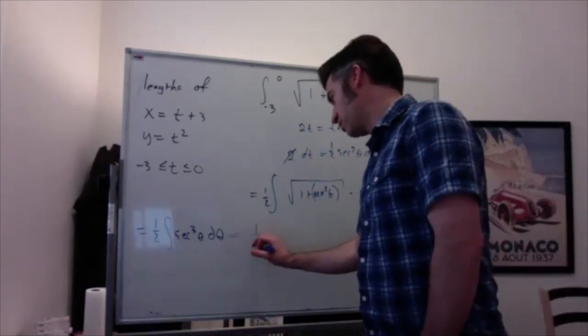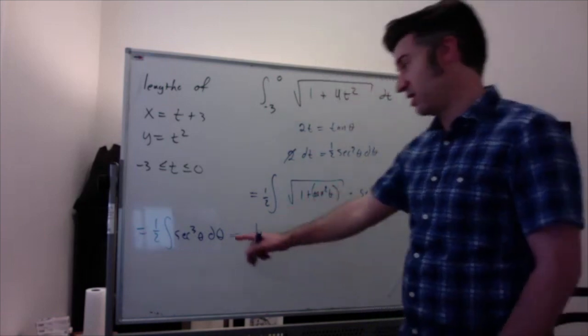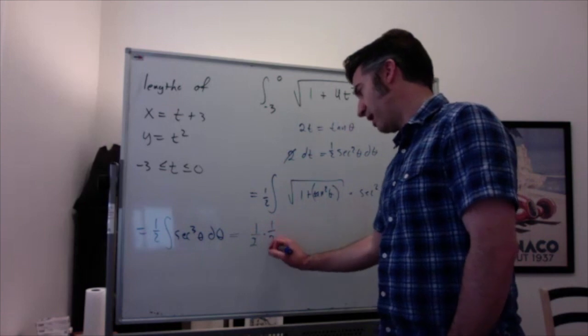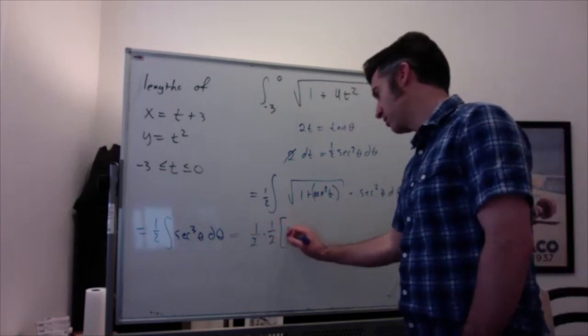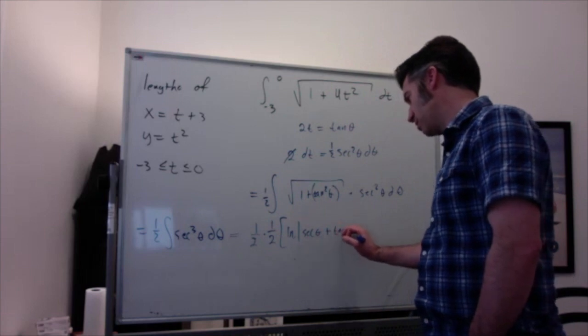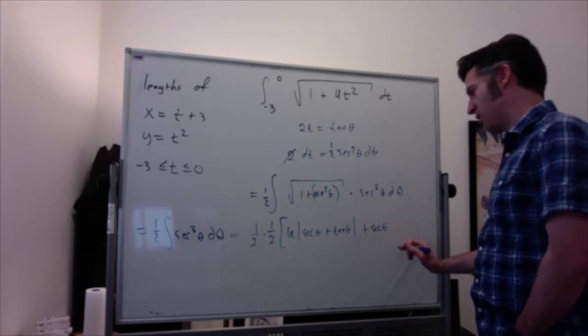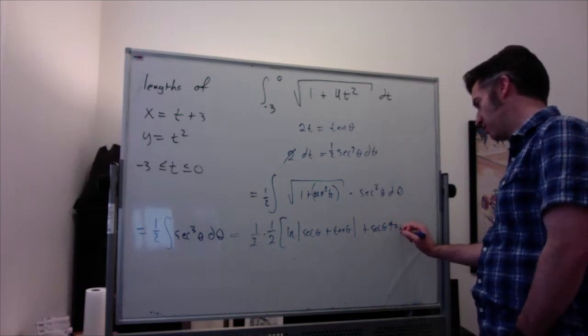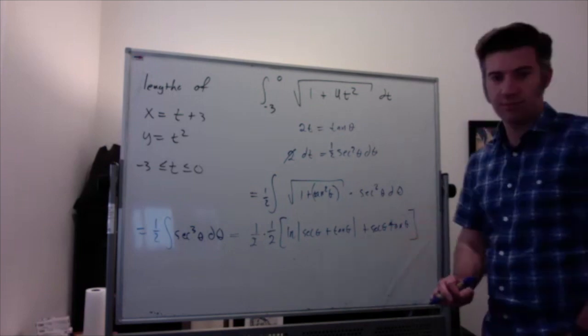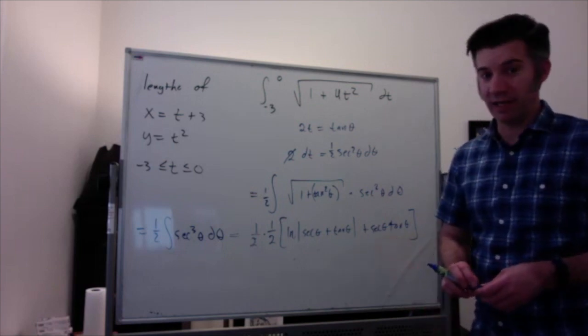So I'm going to appeal to the fact that we've already done the integral of secant cubed before. The integral of secant cubed is 1/2 of the natural log of the absolute value of secant theta plus tangent theta, plus secant theta times tangent theta. It comes up every now and again.